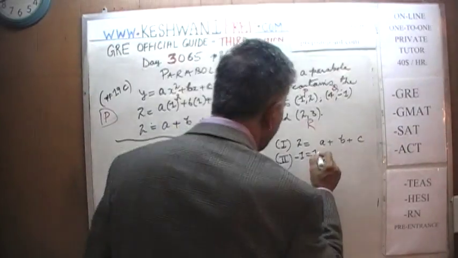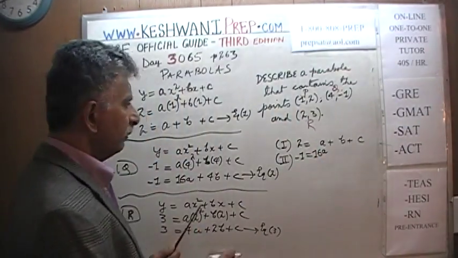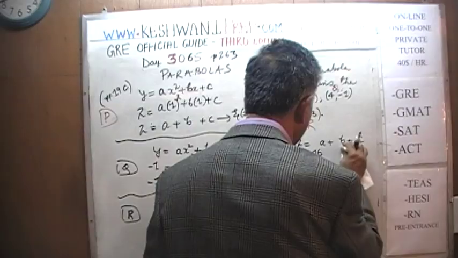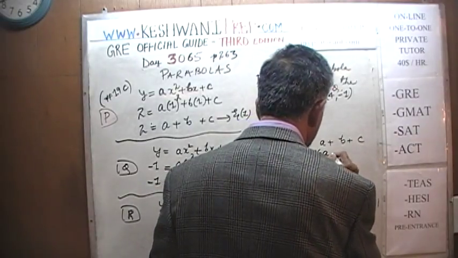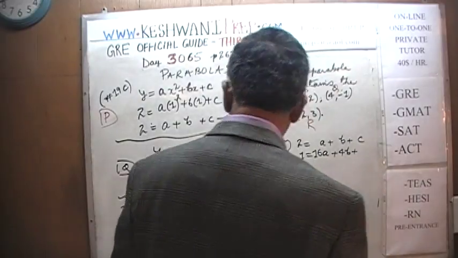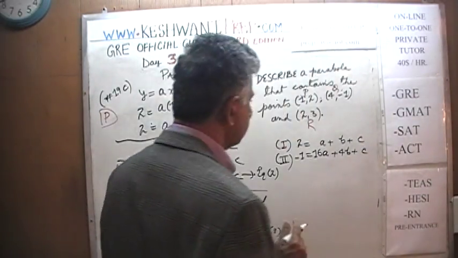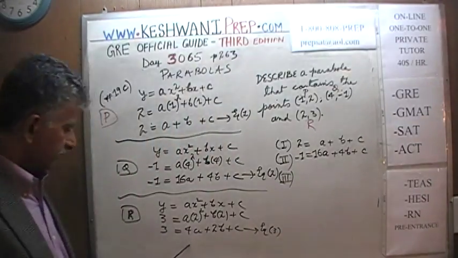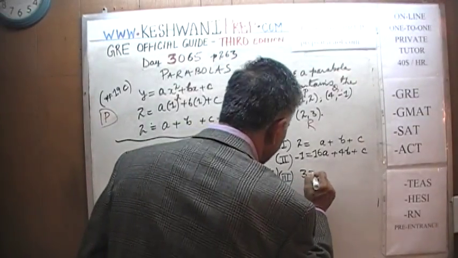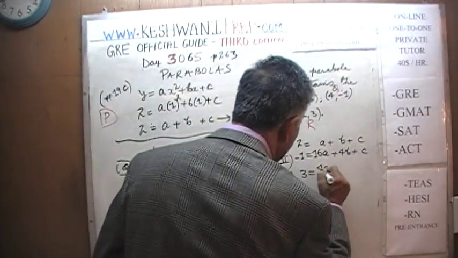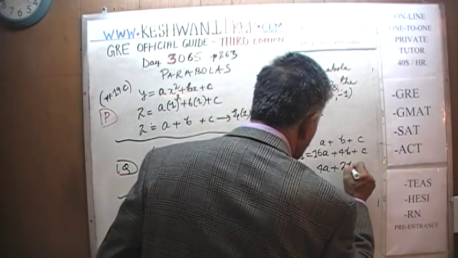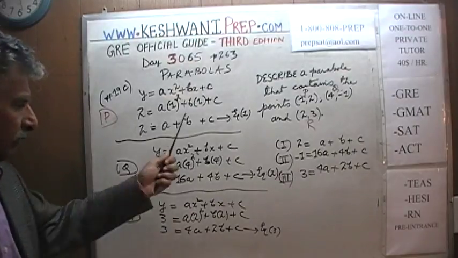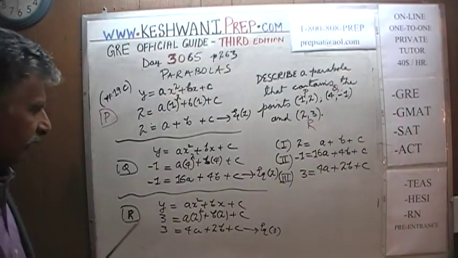So 16a plus 4b plus c. And equation 3 is right here, which gives us 3 is equal to 4a plus 2b plus c. Those are the three equations. Now we can erase all this because we need the room. We've gotten three equations. Now we have to work on those three equations to find the parabola.